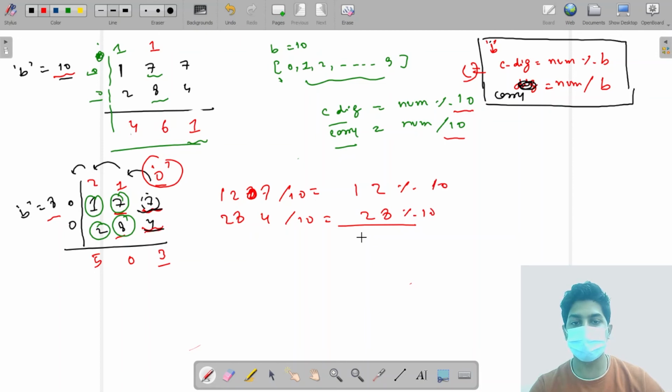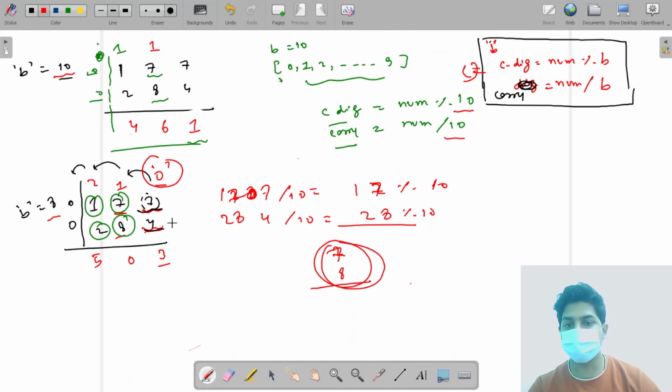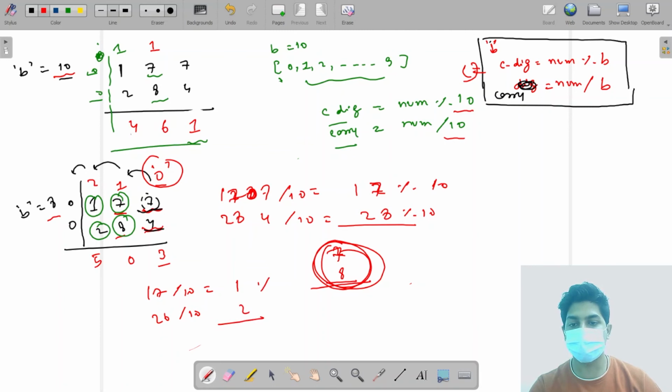I will be able to get 2 and 8, sorry, 177 is there, so this will be 7, and I will be able to get 7 and 8. So I wanted 7 and 8, and in this way I can access them. After that I want 1 and 2. So I will again divide 17 by 10 and 28 by 10, which converts into 1 and 2. And again I take modulus with 10, so I will be able to get 1 and 2.